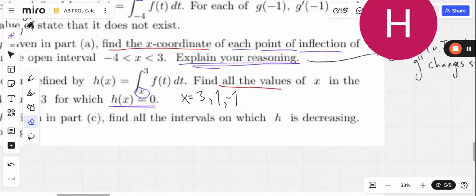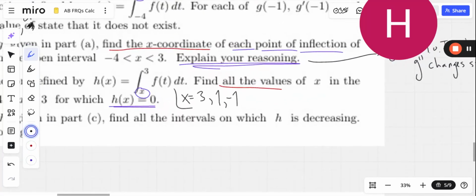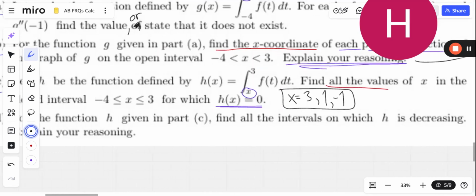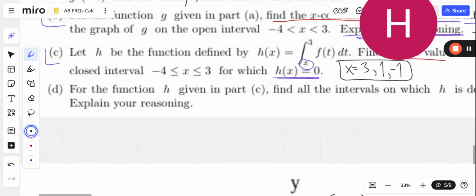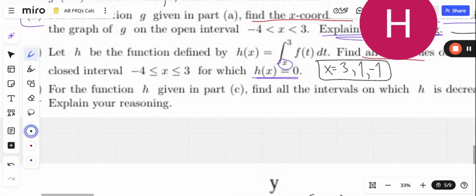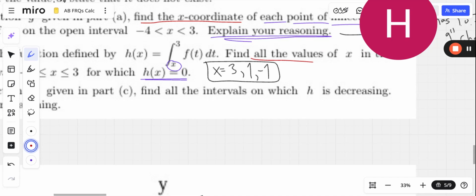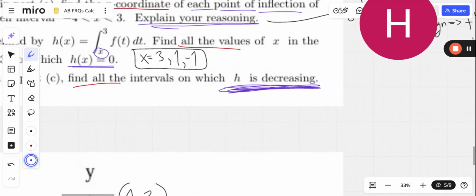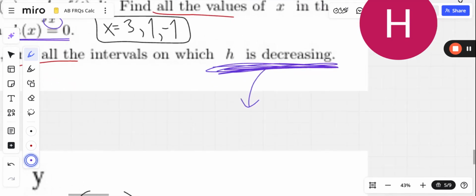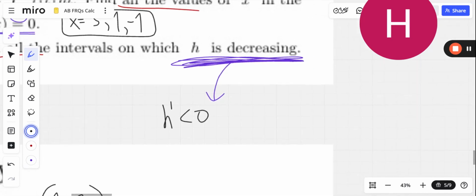Okay, so those are the only 3 values. Part D, for the function in part C, so h, this integral from x to 3, find all the intervals on which h is decreasing. Let's use our translation devices. What does it mean for h to be decreasing? That means h prime is negative.